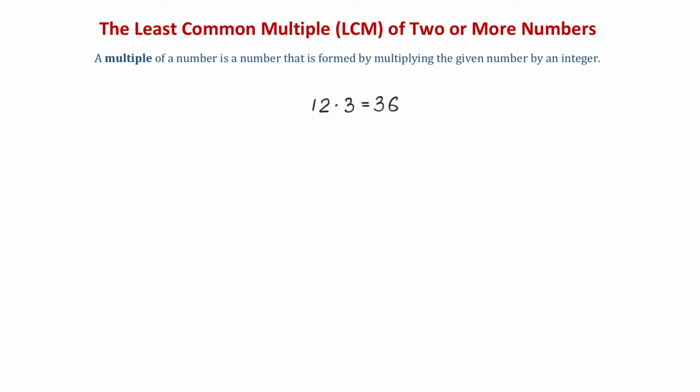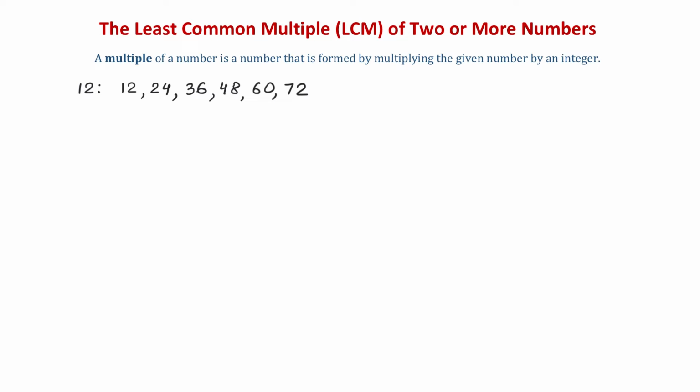Now let's write the first few multiples of 12. For this, we will multiply 12 by 1, then by 2, then by 3, and so on. So then, for 12, we have the following multiples. 12 times 1 is 12. 12 times 2 is 24. 12 times 3 is 36. 12 times 4 is 48. 12 times 5 is 60. 12 times 6 is 72.